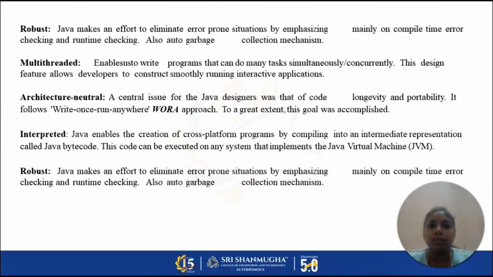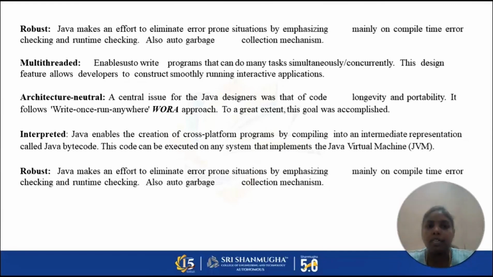Robust: Java adjusts to eliminate error-prone situations, mainly emphasizing compile-time errors. So when we write code, we can easily identify errors through compile-time errors. Multi-threaded: it enables a program to do many tasks simultaneously. You can write different types of tasks that can be accessed simultaneously and concurrently, which makes writing code easy.